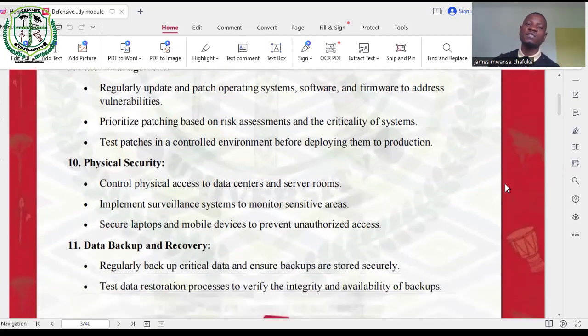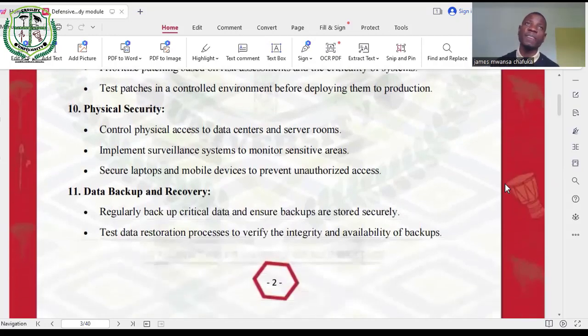And then the other point is physical security. Under the aspect of physical security, it can be personnel security, so control physical access to the data center and servers. So here it can be a form of putting up somebody that is able to guard and protect the data physically. That's what it means, putting up security on the server rooms and also those sensitive places. And then there's also an aspect of implementing a surveillance system to monitor sensitive areas. So you can put up cameras to protect the system and sensitive places from unauthorized access.